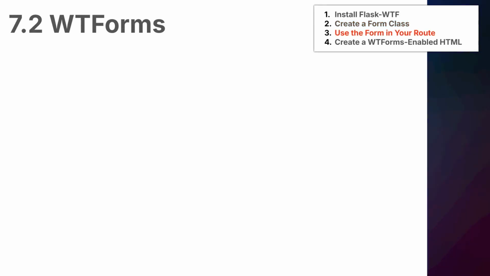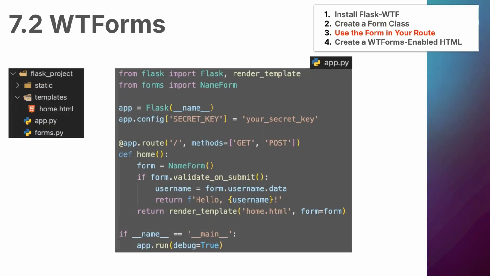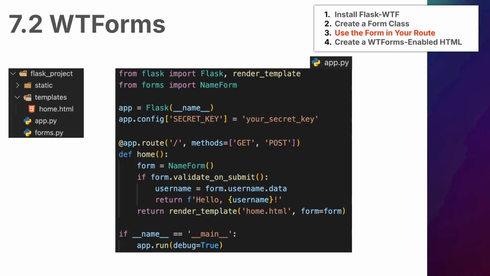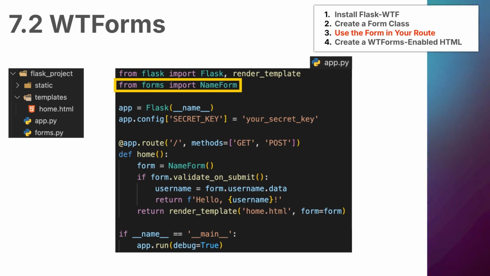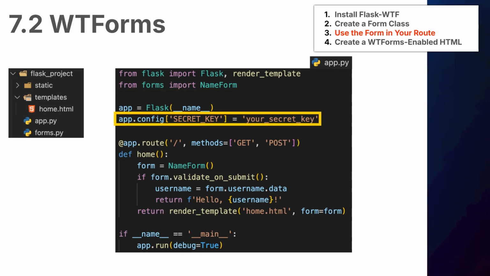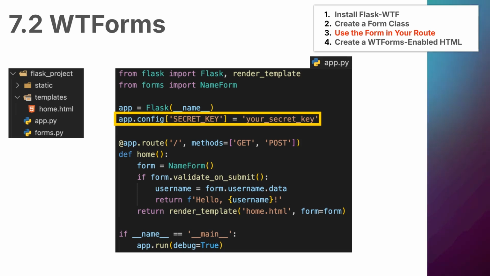3. Use the form in your route. Open your main Python file and import basic Flask functions. Also, import the NameForm class from the forms Python file. NameForm is the form you created earlier using Flask-WTF. Next, set a secret key to enable secure form handling. Needed for CSRF protection, it prevents hackers from tricking your forms. You should use a random secret key in real projects, not a simple string.